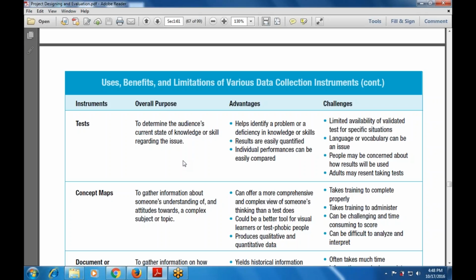Then language or vocabulary can be an issue. Whatever the language that is used, the vocabulary can also be one of the issues in the test, one of the issues in the language scenario. So whatever the tool, whatever the data that is used can be used with the data analysis.